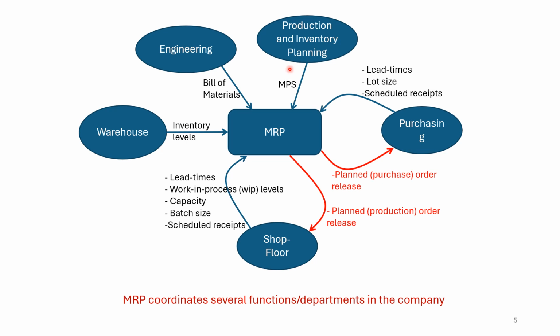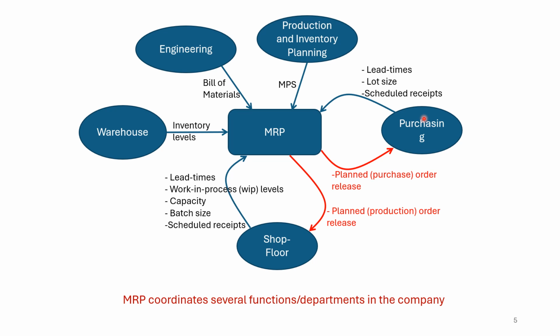So remember that when we decided to manufacture 60,000 Model A sedans and 40,000 Model B sedans, this is the information coming from the MPS and it is one of the inputs to the MRP. Now, the second input to the MRP is from the purchasing department. The MRP tells the purchasing department exactly what to order and when.